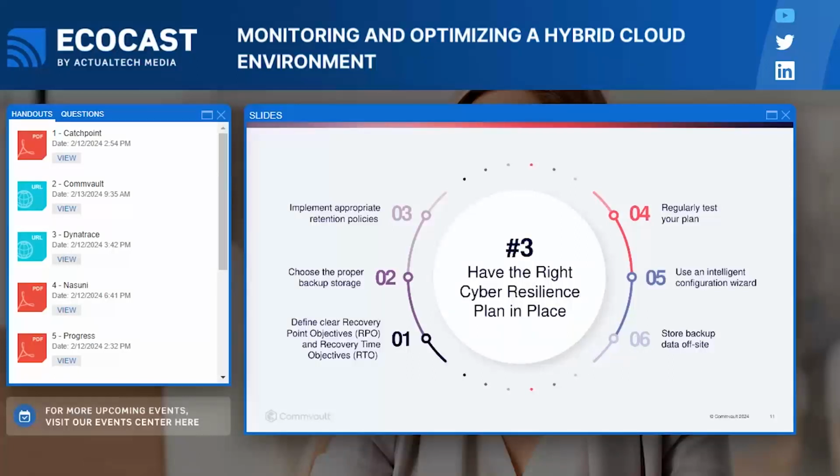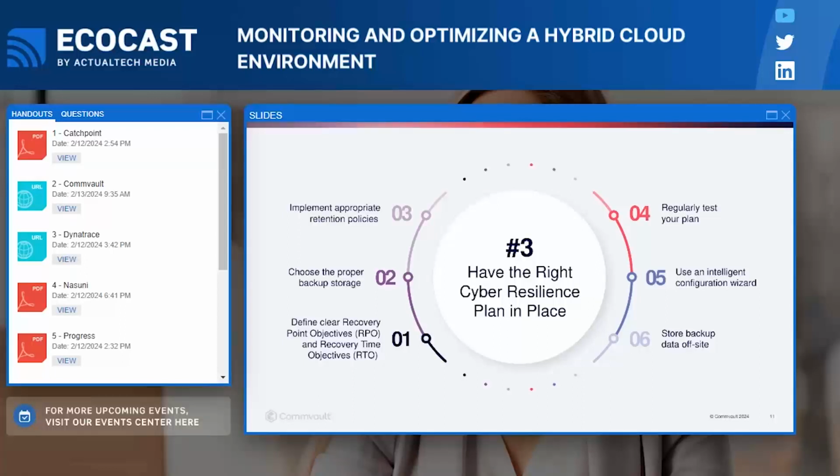Now we come to number 3. A comprehensive cyber resilience plan is essential for safeguarding your company's data across multiple clouds. An effective plan ensures that your data is protected against various risks, including hardware failure, software corruption, human error, and ransomware attacks. Here are some key considerations when developing a robust cyber resilience plan.